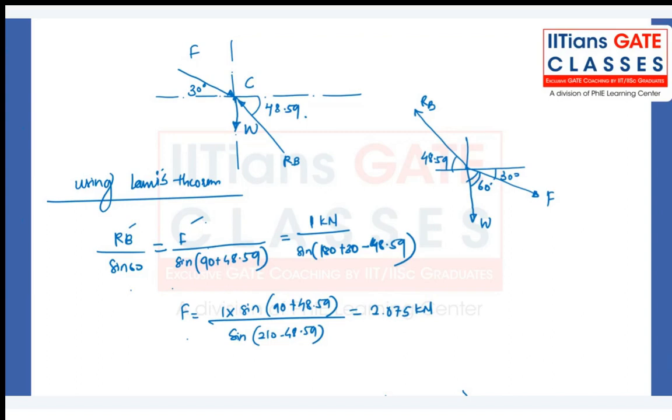And what about the RB? It is 1 into sine of 60 divided by sine of 210 minus 48.59. Okay. So it's 0.866 divided by 0.319, close to 2.72 kilonewton.